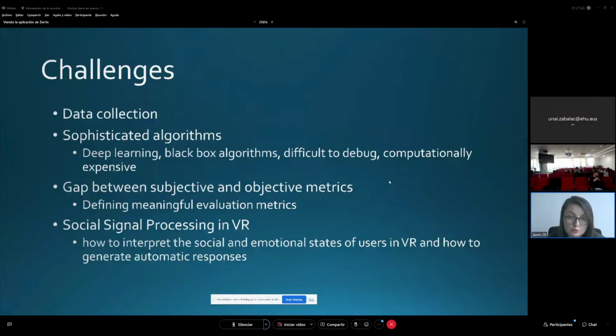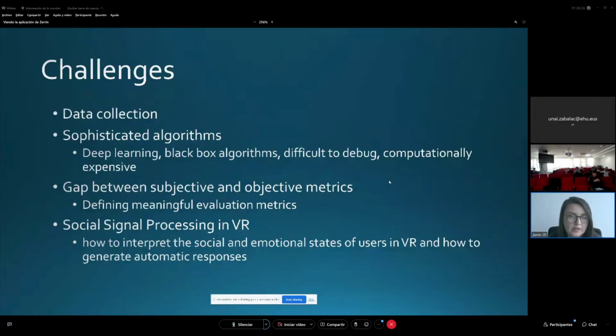And finally, social signal processing is studied relatively well in human-agent interaction or robot interaction, but in XR, VR and AR, it's very new. So how can we interpret social and emotional states of users in VR, and how can we generate automatic responses? This is still an area that has to be explored further. In the IEEE VR conference, we are also organizing a workshop in this area. It's actually very soon, in March, the 25th of March. So if you are at this conference, just keep that in mind, that there will be interesting discussions about this topic.